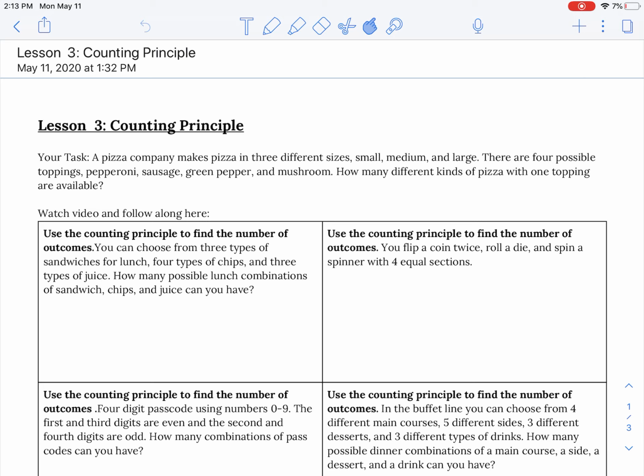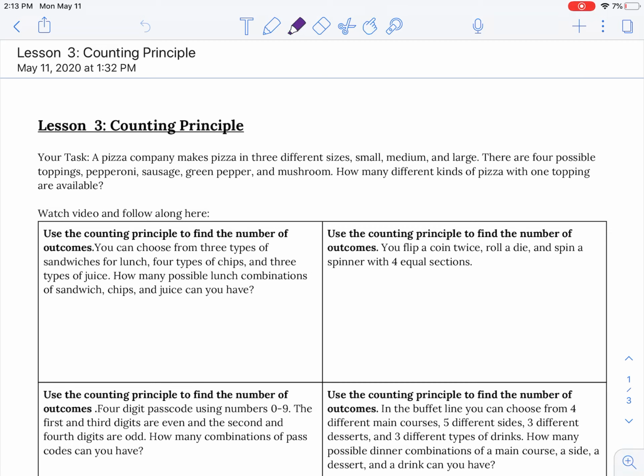So your task is a pizza company makes pizza in 3 different sizes, small, medium, and large. And there are 4 possible toppings: pepperoni, sausage, green pepper, mushroom. How many different outcomes or kinds of pizza with one topping are available? You could obviously draw this out in a tree diagram. You could make your sample space and get it, but there is a much easier way.